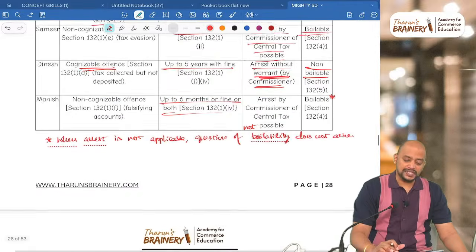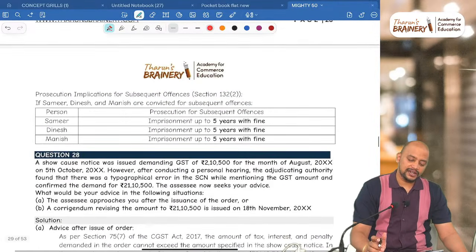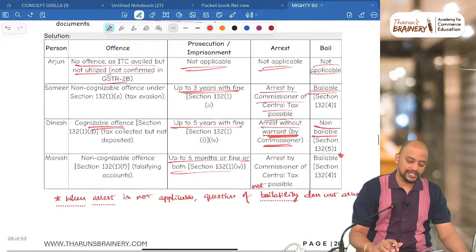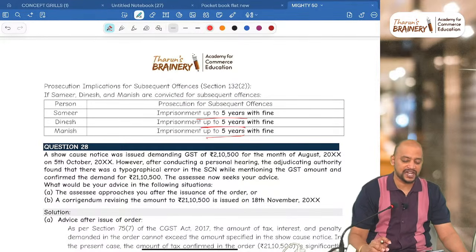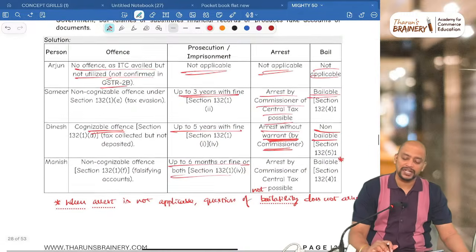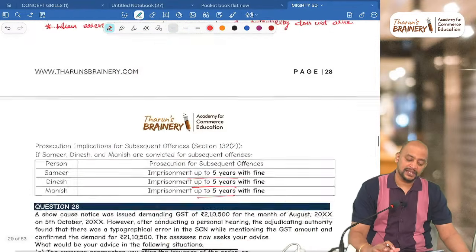And what if it is a subsequent offence? Everywhere, the first case alone is excluded; in all other cases it will be imprisonment up to 5 years plus fine. And what is the minimum imprisonment? 6 months. That also you try to write in the exam.